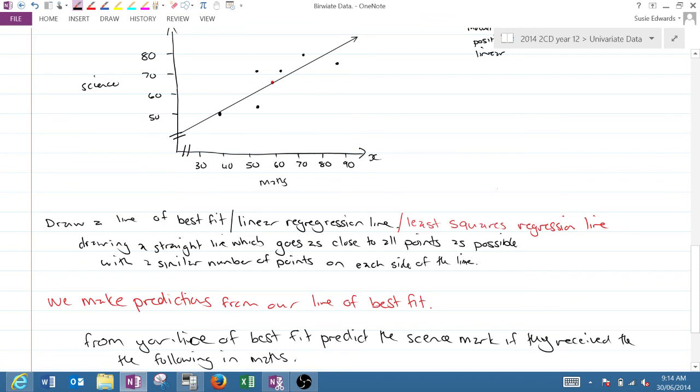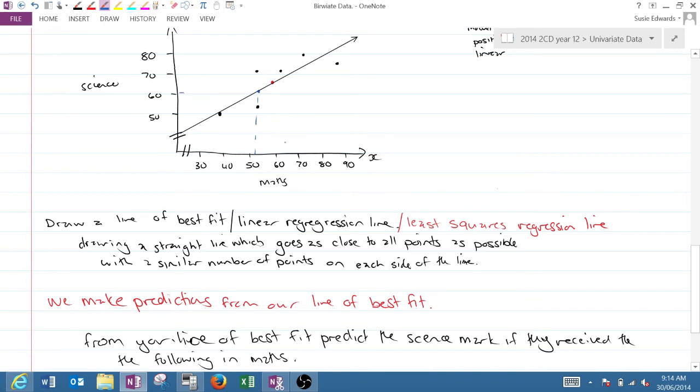Below the page it just says 52 and 90, okay? So we need to be able to look at this and go, okay, how do I make a prediction? I go 52 at maths, and you need to use a ruler and actually show what you're doing. If you can show me what you're doing, I can give you follow-through marks easier. Okay, so 52 at maths, where does it hit the line?